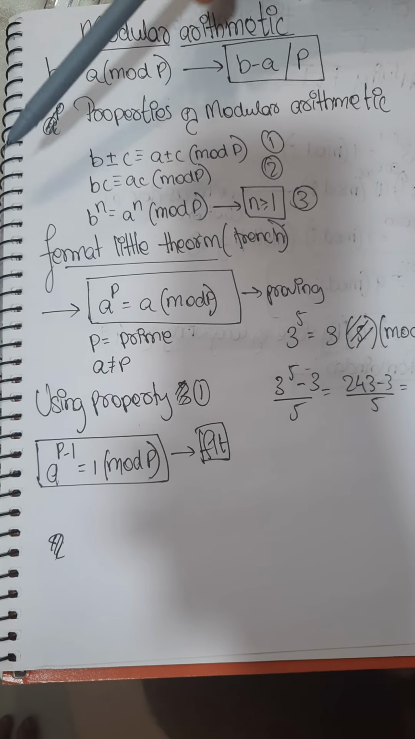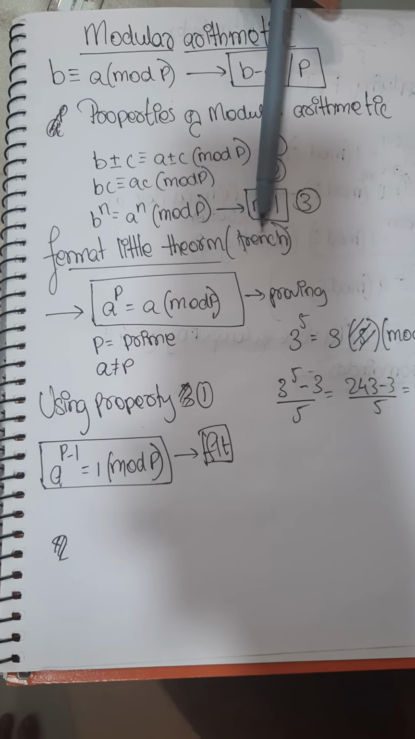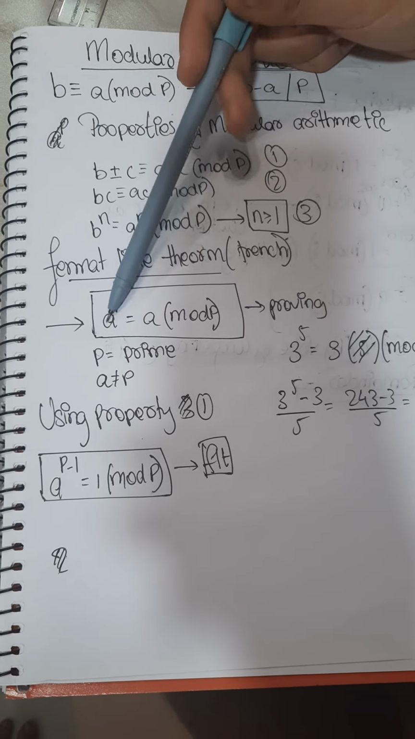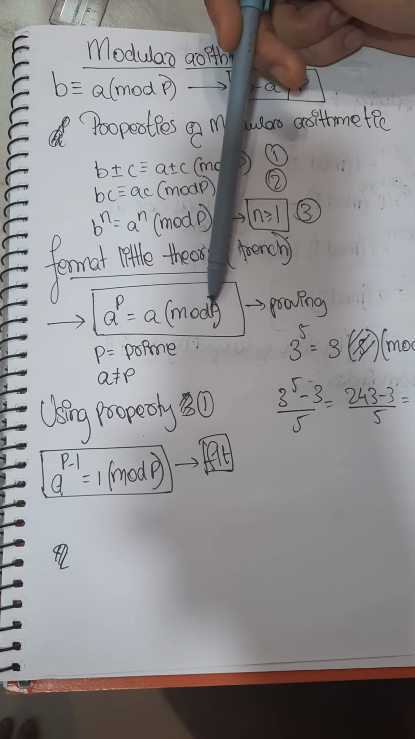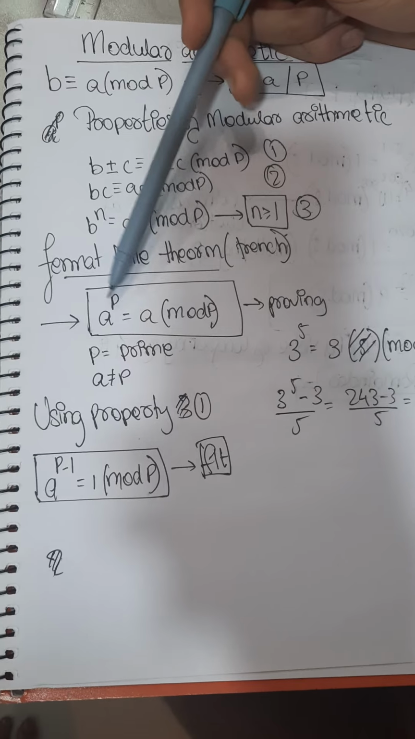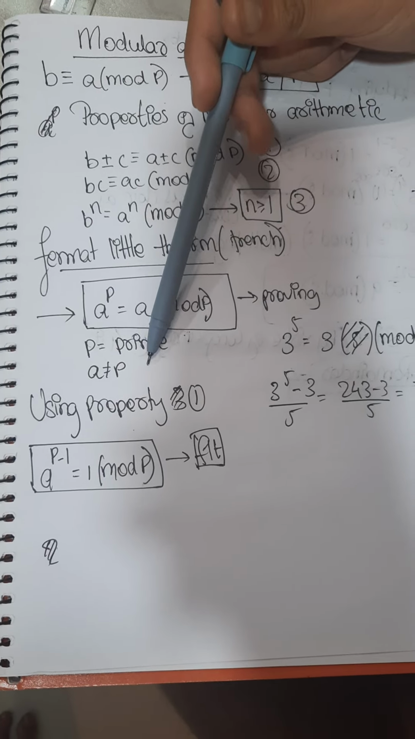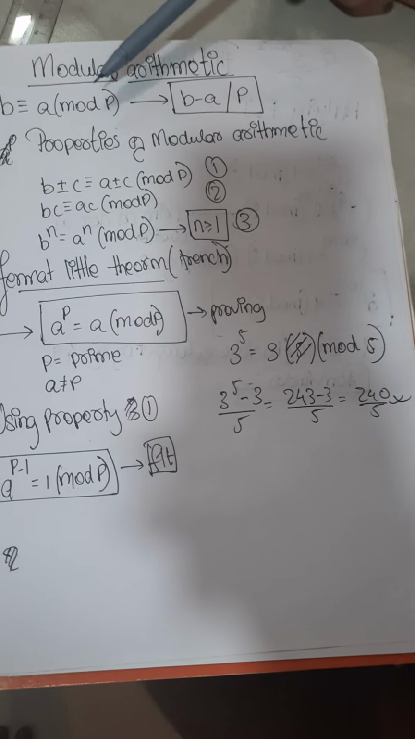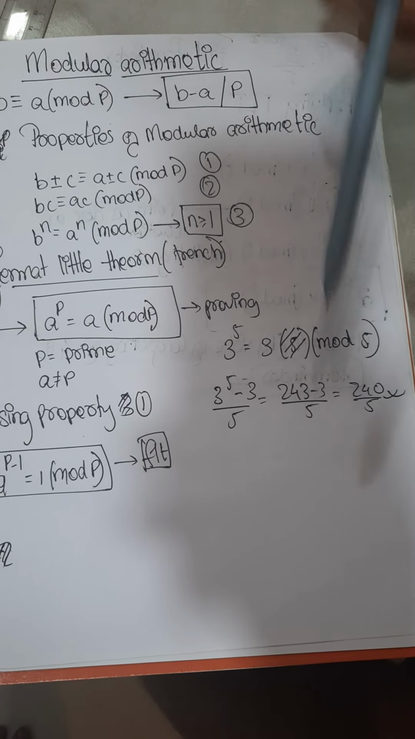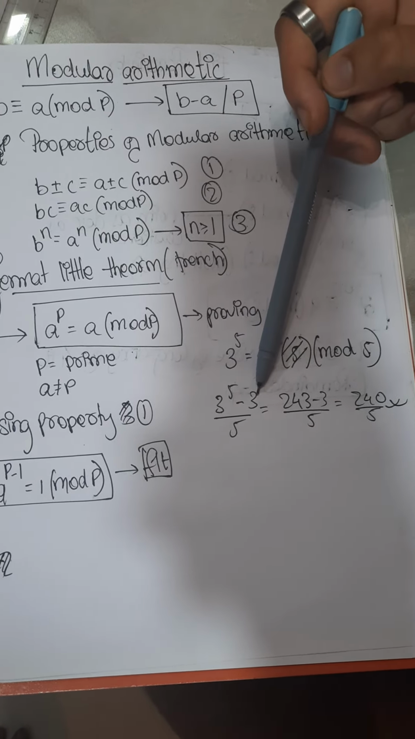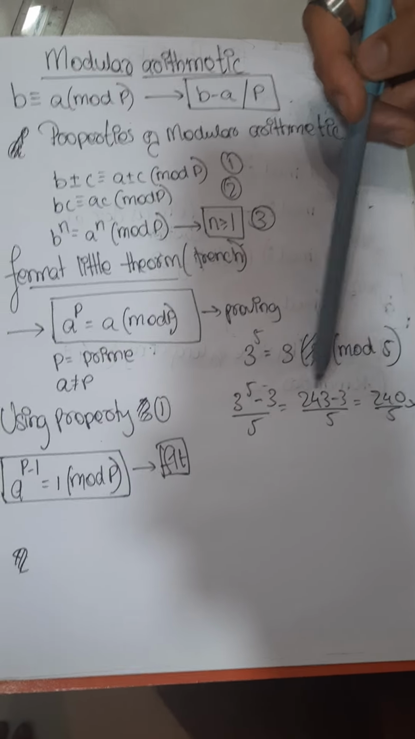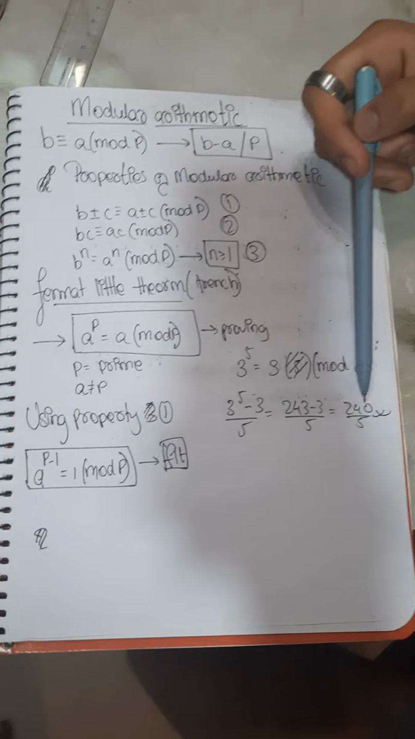Now, what is useful is something known as Fermat's little theorem, who was a French mathematician. He says that a to the power of p is congruent to a mod p, where p is a prime and a is not equal to p. Let us test this out. That means 3 to the power of 5 is congruent to 3 mod 5. By using the definition of modular arithmetic, 3 to the power of 5 minus 3 upon 5 should be divisible, which is 243 minus 3, that is 240, divided by 5, which is 48.